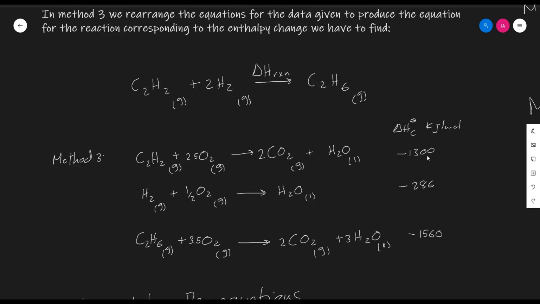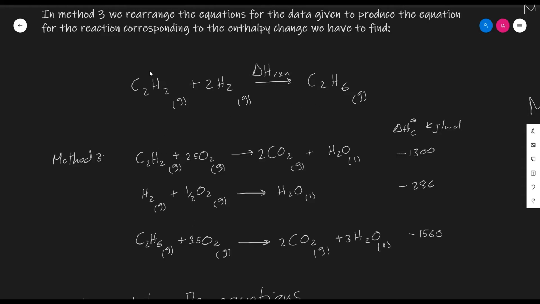Normally in an exam you would be given all these equations. Thus, I'm given the value for the combustion per mole of C2H2, the value for the combustion per mole of hydrogen gas and the combustion per mole of C2H6 gas. We need to manipulate these equations to form this equation over here. This is what's written on top here. In method 3, we rearrange the equations for the data given. This is the data given, these 3 equations here, to produce the equation for the reaction corresponding to the enthalpy change we have to find, which is this reaction over here. The way to do this is you start by finding your reactants and products in the equations listed below.